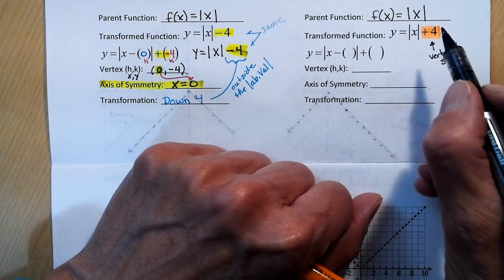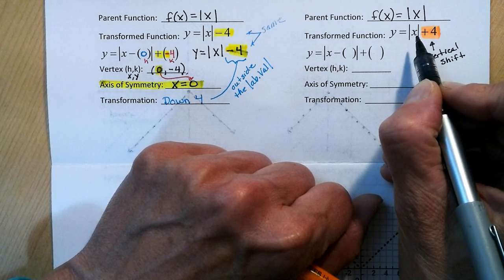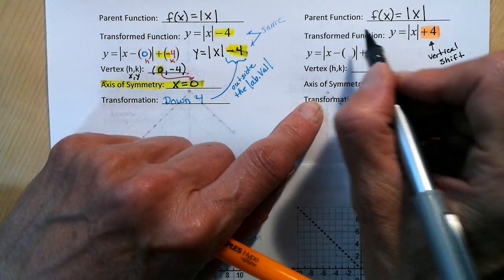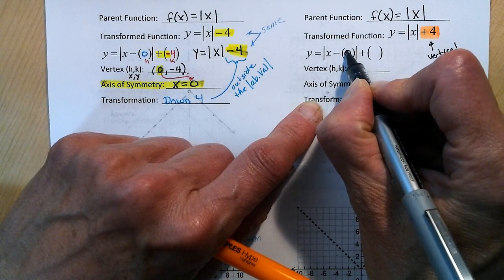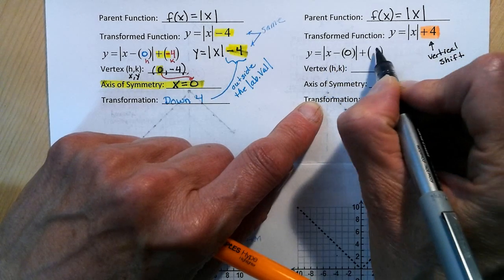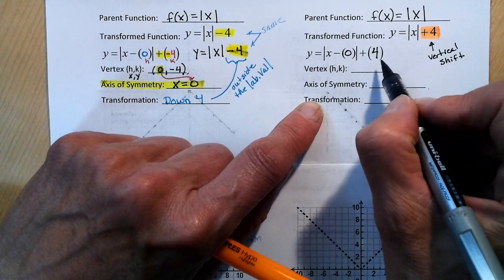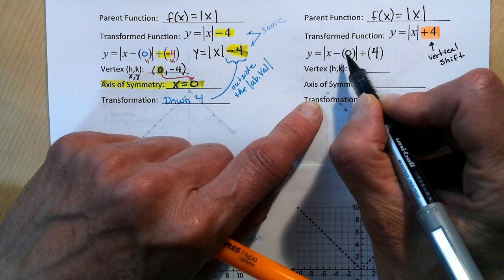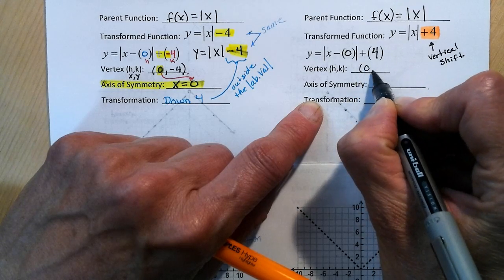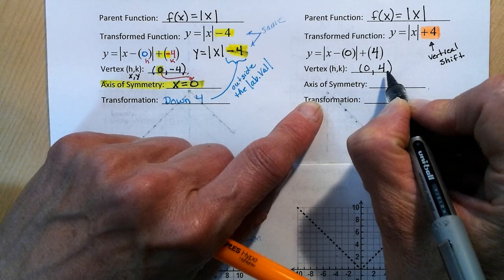So let's go ahead and figure out what our vertex is. Notice I haven't even graphed it. I should be able to figure this out just by looking at the equation. Nothing is being added to the x on the inside of the absolute value. So that means I have a 0 here. X minus 0 gives me x. On the outside, I have a 4, a positive 4. So notice here, this gives me my vertex. So this is going to be 0, and this is going to be 4. So my vertex should be at 0, 4.